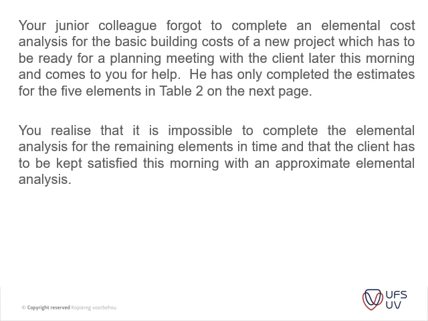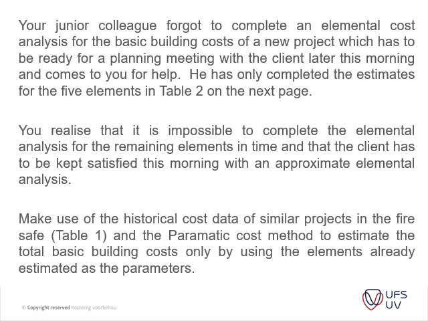The main thing here is you realize that it's impossible to complete the elemental analysis for the remaining elements in time, and that the client has to be kept satisfied this morning with the approximate elemental analysis. So to make use of the historical data of similar projects in the file, basically old data that you've got available, and a parametric cost method to estimate the total basic building costs only by using the elements already estimated as the parameters. So the basic thing here is you're going to use the information that you've got available, that you've worked on the project so far, and also just to fill the gap to get to an estimate, to put something on the table.